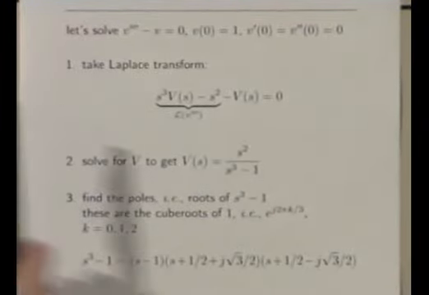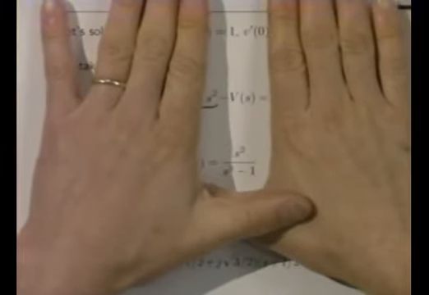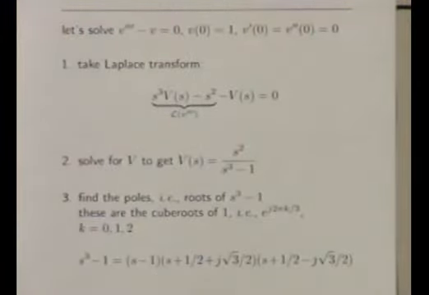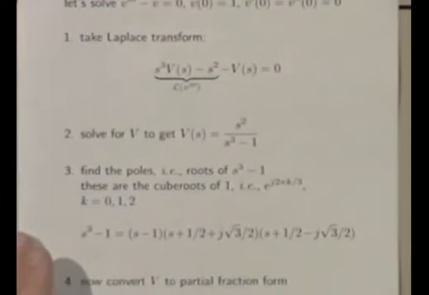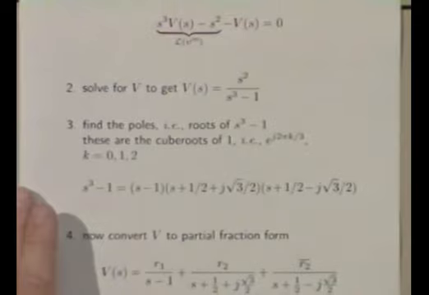Now, if I ask you, well, the solution is the inverse Laplace transform of s squared over s cubed minus 1. What's that? And the correct answer is, I don't know. So to take the inverse Laplace transform, we'll do a partial fraction expansion. Step 1, find the poles. Well, what are the poles of s cubed minus 1?